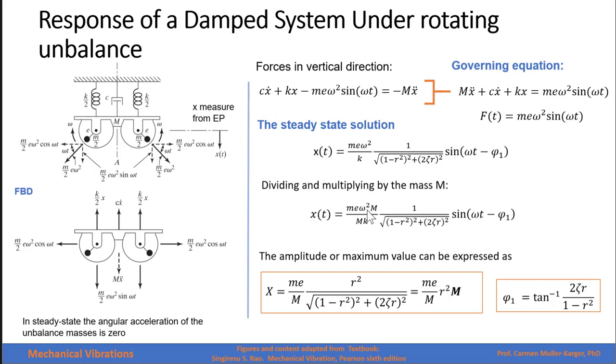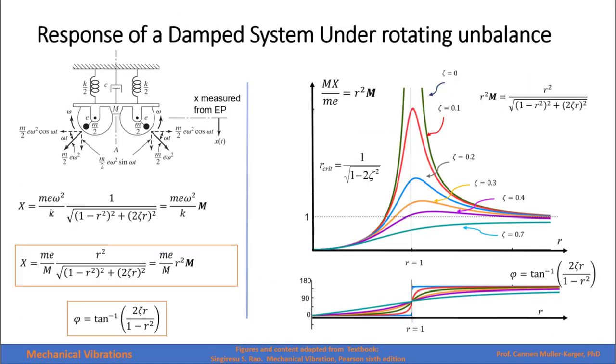If we multiply and divide by the total mass of the system, m over k will be the inverse of our natural frequency squared, and omega squared times that becomes r squared. So then the amplitude will be equal to the eccentric mass times the offset of that mass, divided by the total mass of the machine, times r squared times the magnification factor.